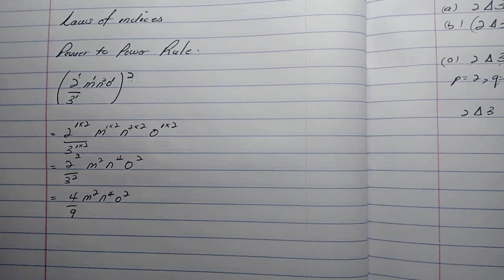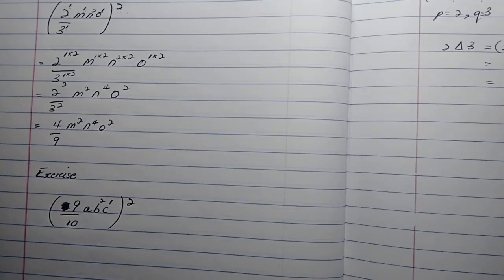Now I'll give you a little exercise to do. I wish you all the best. Here is your exercise: 9 over 10 a b squared c to the first power, all squared. All the best, take your time.